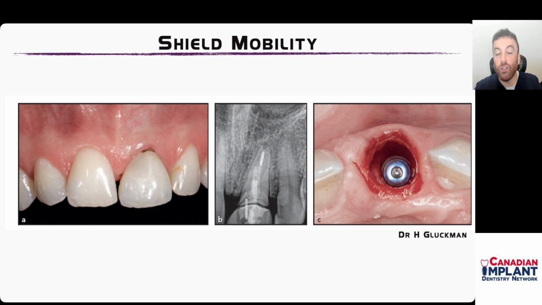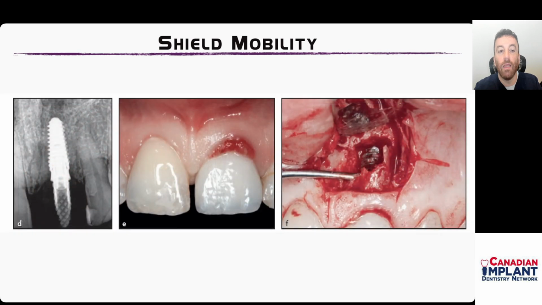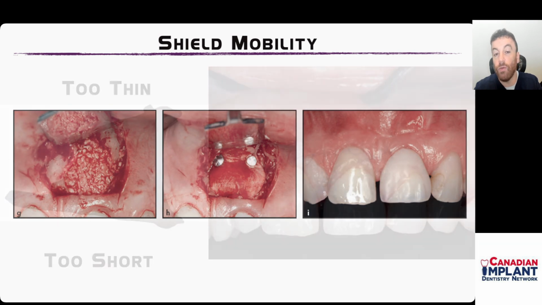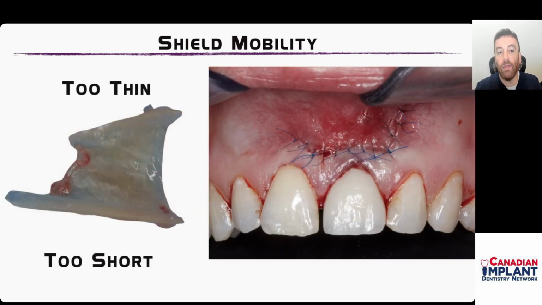And very rare, shield mobility, which is caused by having implants that are placed with shields that are simply too short or basically too thin. So in these kinds of cases going forward, we've developed protocols of minimum height of 7 to 8 millimeters to avoid problems of shield mobility, but also ensuring your shield is not too thin, so that it does not have the chance to crack or flex with time and cause mobility as well.